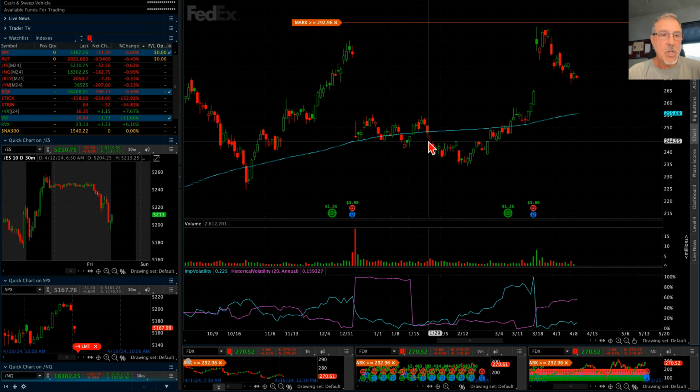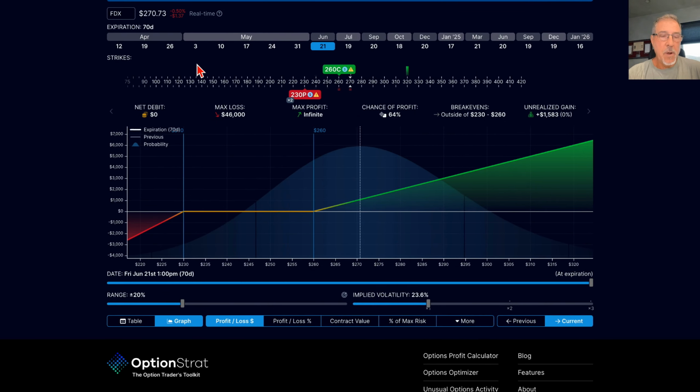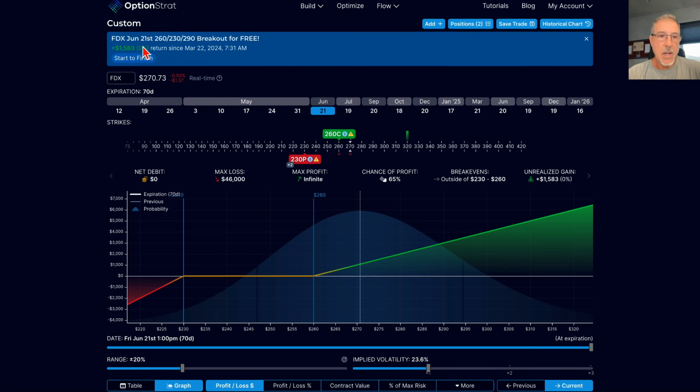So using OptionStrat, going back to when this trade was very first opened, it's a June 21st expiration. This was opened back in March. My premise at the time was that FedEx was not going to go significantly lower. So I did this particular trade, which I call a breakout for free. I'm not going to dig into it deep here. It's not really for free. Let me be clear on that to begin with.